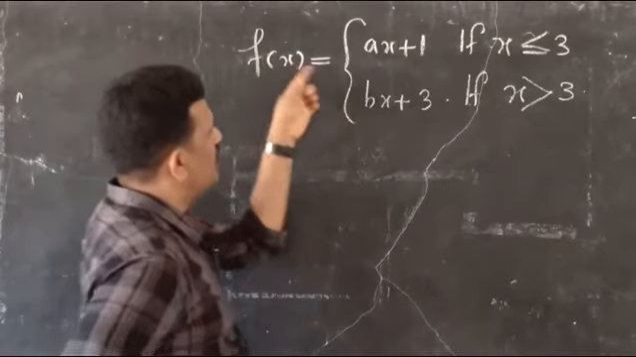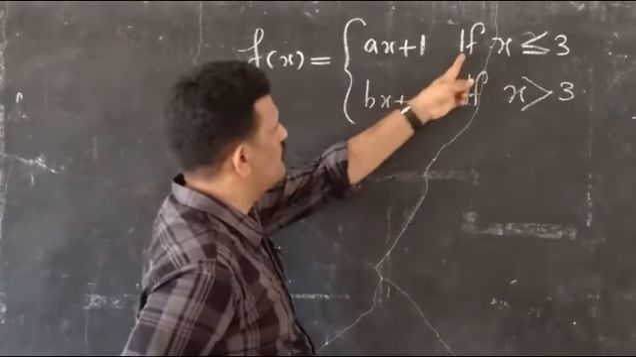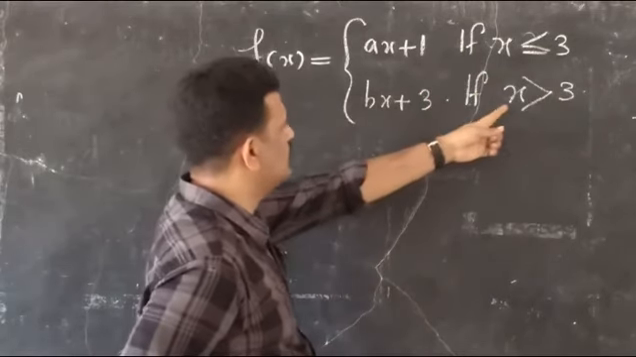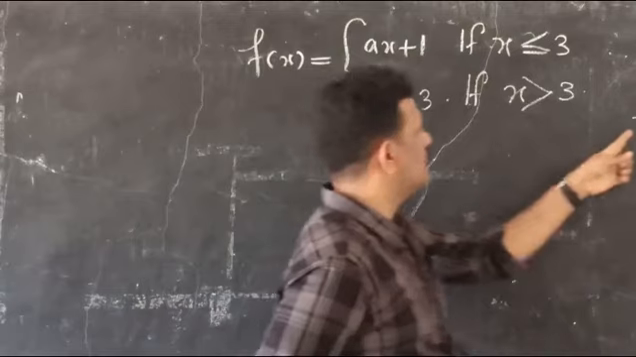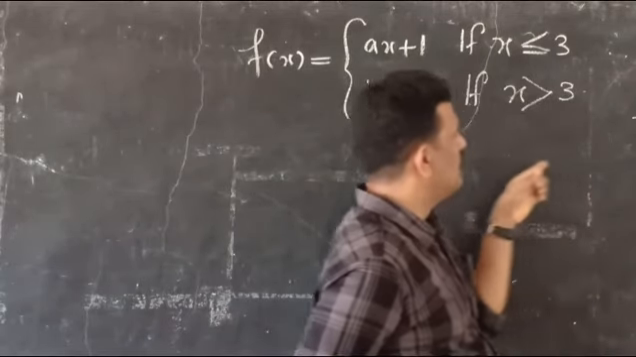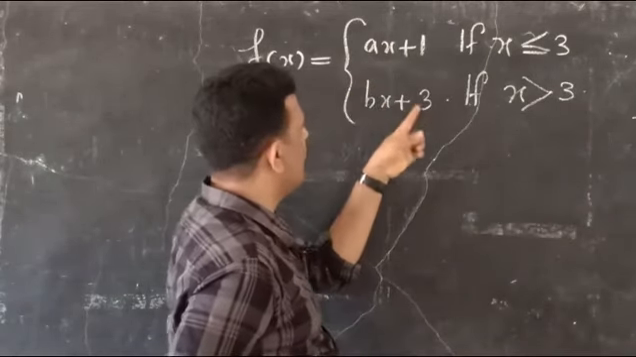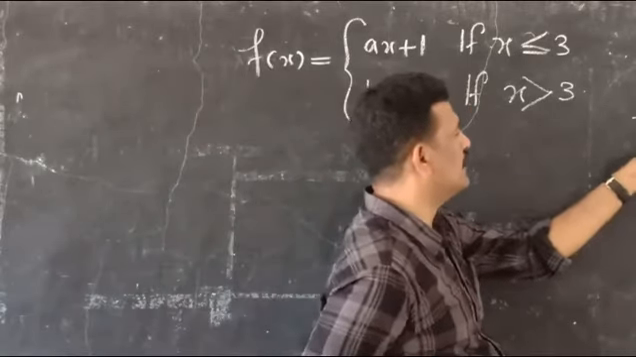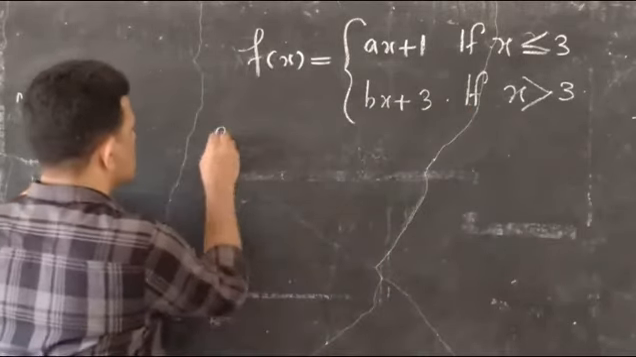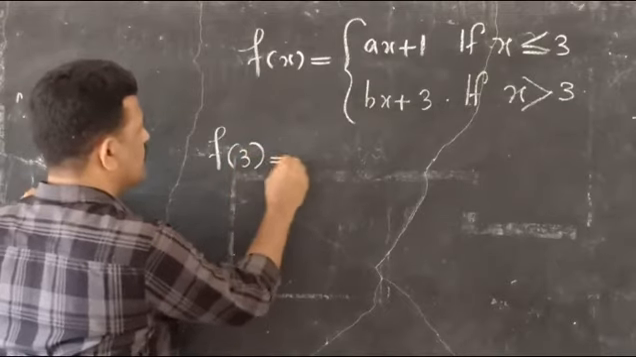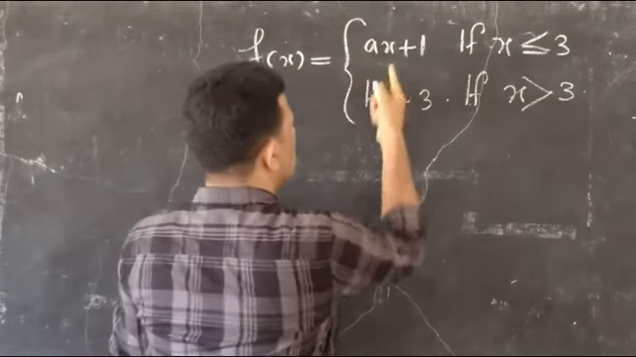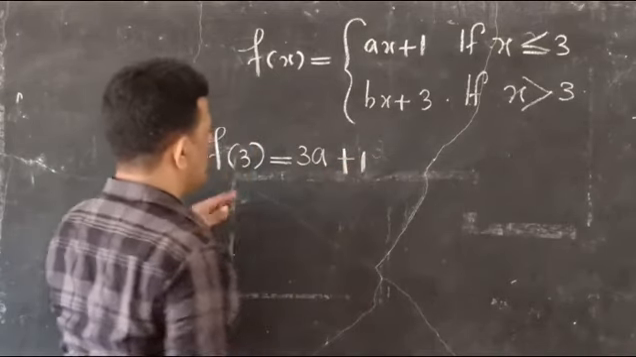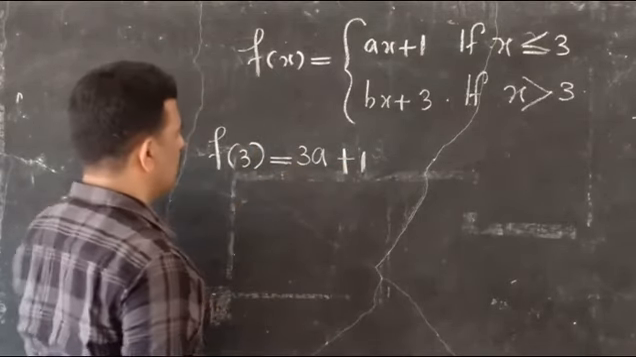It is given that f of x equal to ax plus 1 if x less than or equal to 3, bx plus 3 if x is greater than 3 is continuous at x equal to 3. We are able to find the relation between a and b. Here it is given that it is continuous at x equal to 3. Therefore, we can write f of 3 is equal to a into 3, that is 3a plus 1. That is the value of the function at x equal to 3.